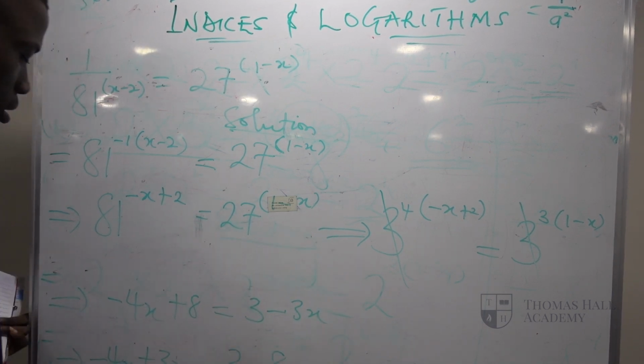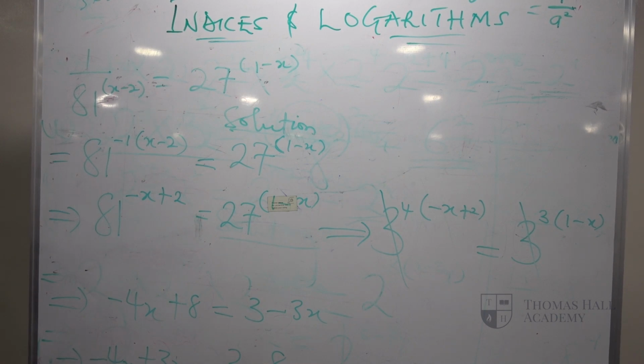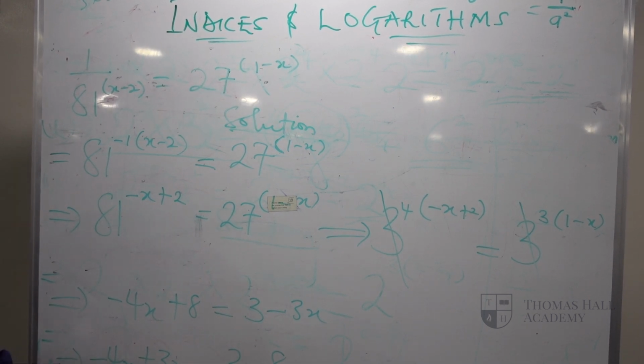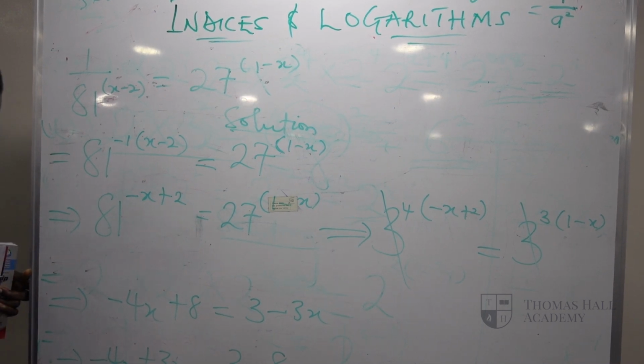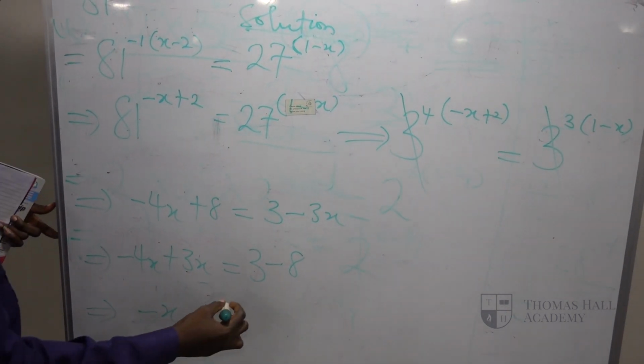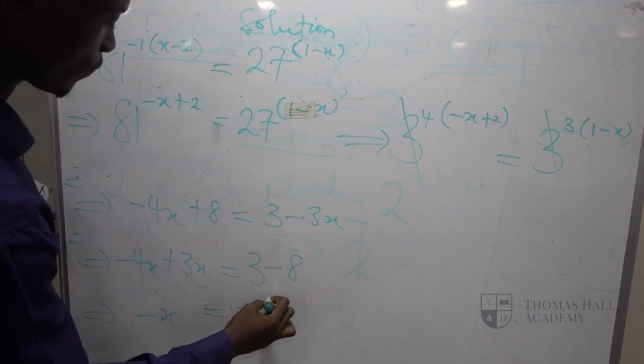minus 8. So minus 4x plus 3x, just like saying minus 4 plus 3. Minus 4x plus 3x: I am owing you 4 naira and I have 3 naira. If I give you the 3 naira, that means I'm still owing you 1 naira. So we are left with minus x equals 3 minus 8. 3 minus 8 gives us minus 5.